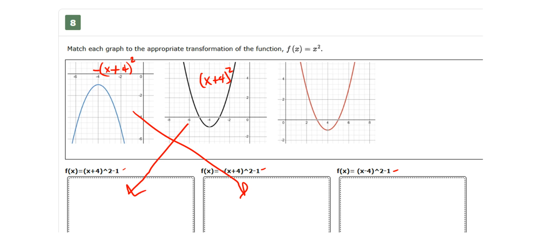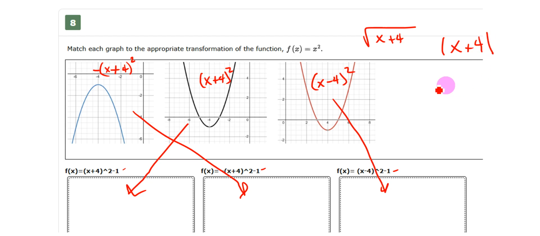And the other one has moved to the right by 4. So this is going to be x minus 4 squared. And that doesn't matter if it's quadratic like this. If it's a square root, that's moved to the left 4.